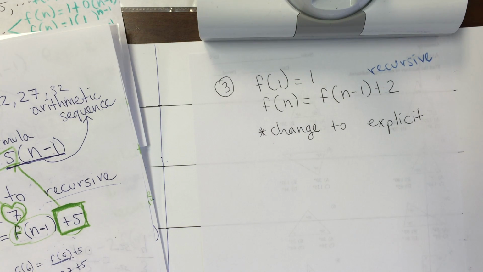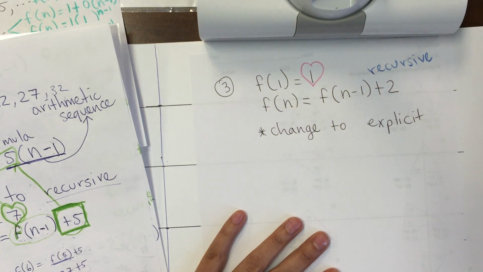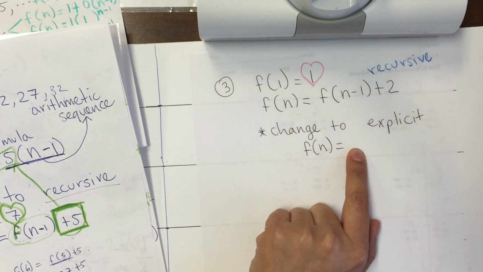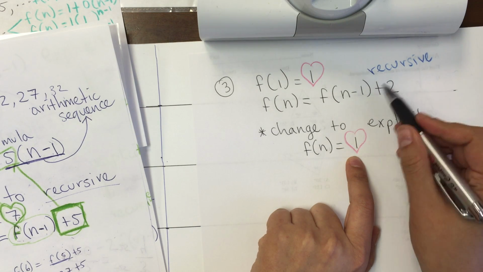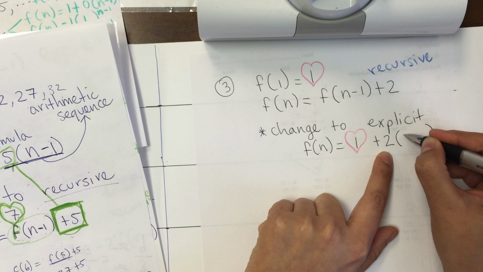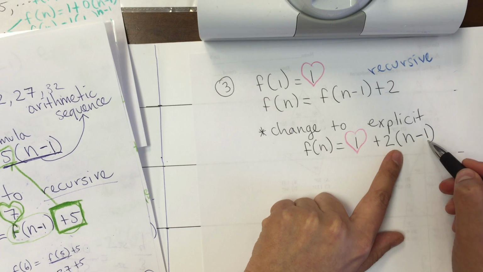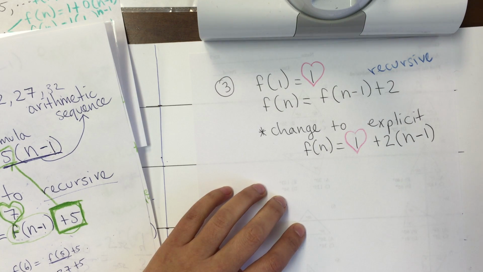I'm going to start using different colors so that we see where each piece fits. So I'm even going to draw little figures. I'm going to put a heart in here. My explicit always has f of n equals my initial point, which in this case is my f of 1, goes right here. And since I'm adding in here, it looks like it's going to be arithmetic. So I'm going to add 2, and then I'm going to open my parentheses and n minus 1. Remember that if it's adding or subtracting, we multiply by n minus 1. If it was a multiplication, then n minus 1 as a power.